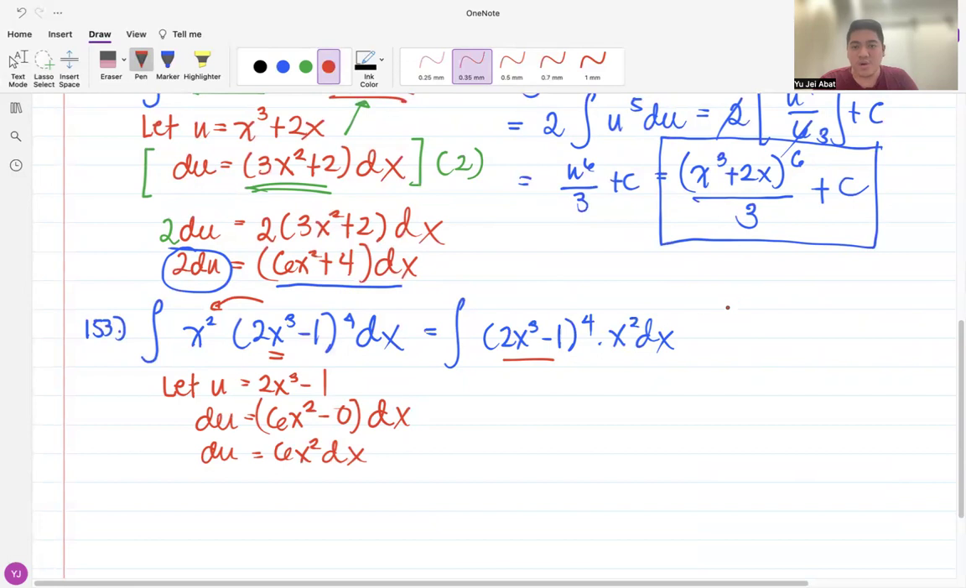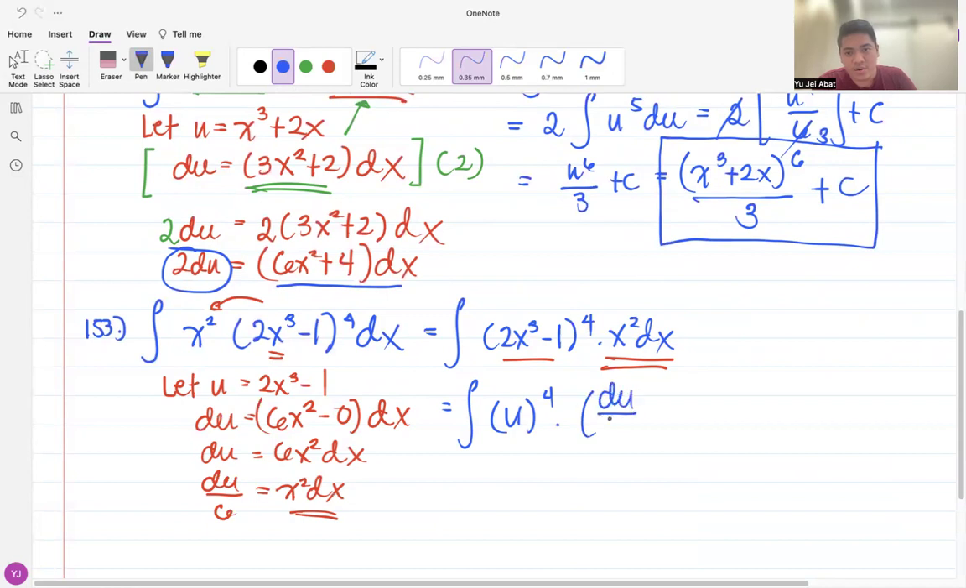And we just want x squared dx here, so I can divide both sides by 6. So we have x squared dx equals du over 6. Now I can finally introduce the u substitution. We have u raised to 4, and x squared dx equals du over 6. Factoring out 1/6 outside of the integral sign because that's a constant, you have the integral of u raised to 4 du here.